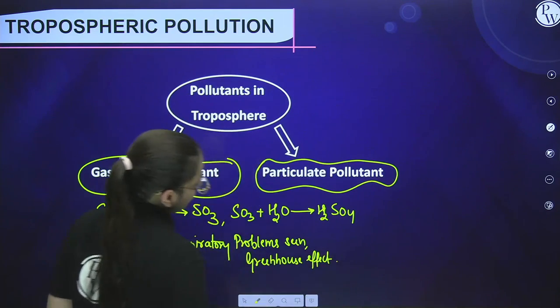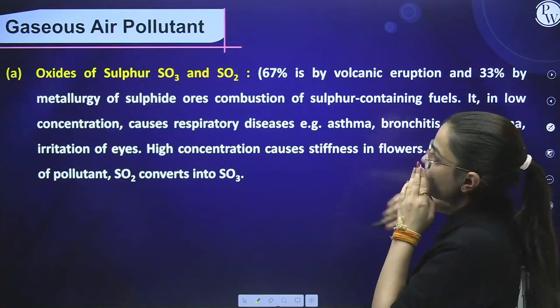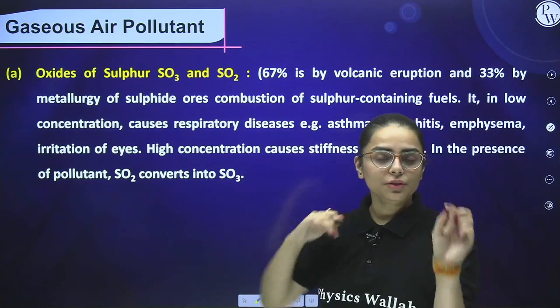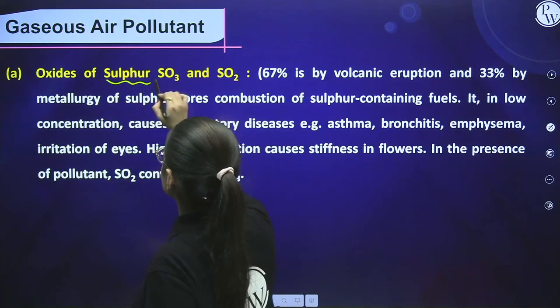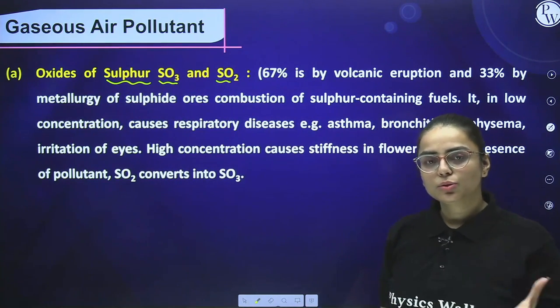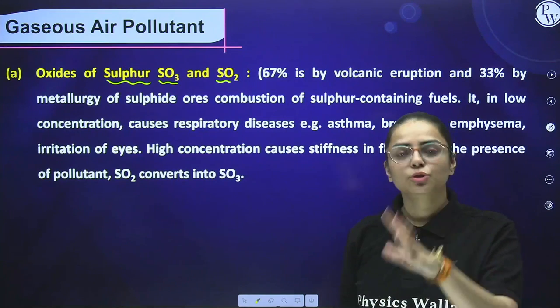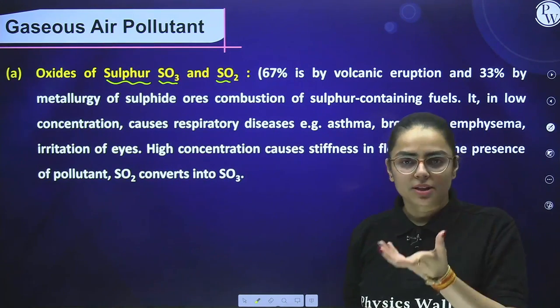Greenhouse effect is also seen, right? Now students, moving forward, I will tell you about the gaseous air pollutants. The very first gaseous air pollutant is oxides of sulfur, that is SO3 and SO2. I just told you the example: when SO2 reacts with O2, it forms SO3. SO3 on further reaction with water forms H2SO4, which causes respiratory problems, right?